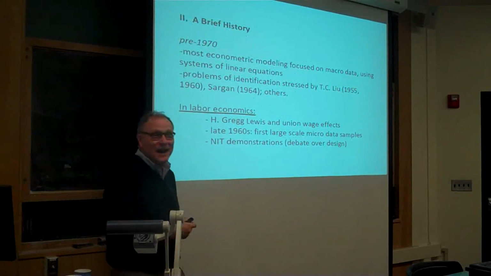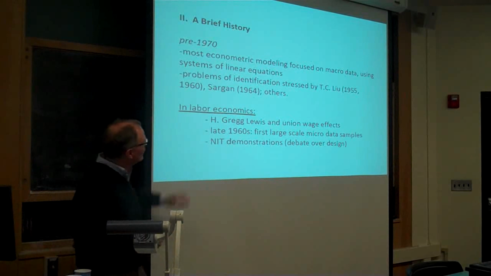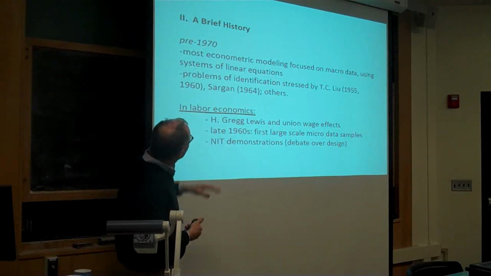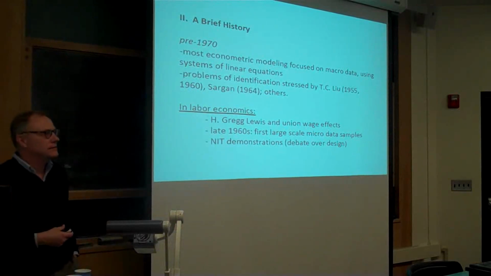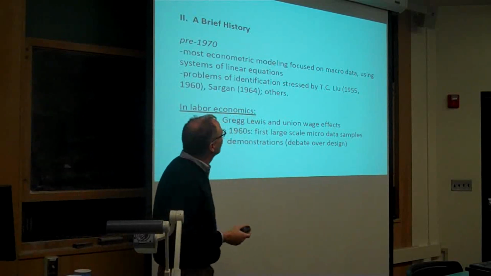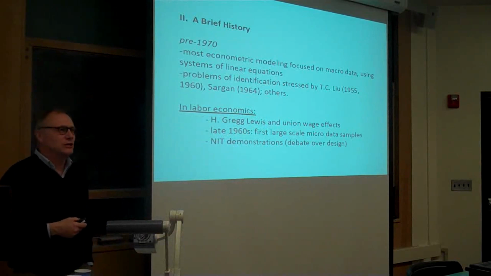Okay, brief history. I'm going to have to go briefer. Before the 1970s, the ice age of labor economics, there was a lot of econometric modeling, which was done mostly with macro modeling. So this is like the Brookings model and the Wharton model. There were all these models, some of them with 200-300 equations actually.